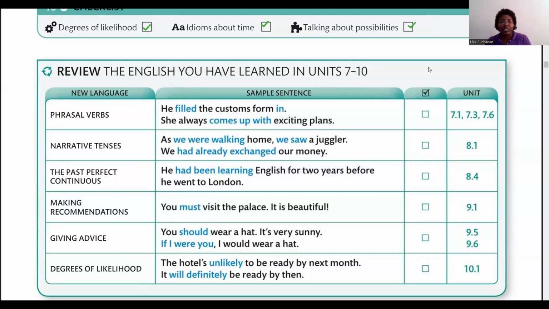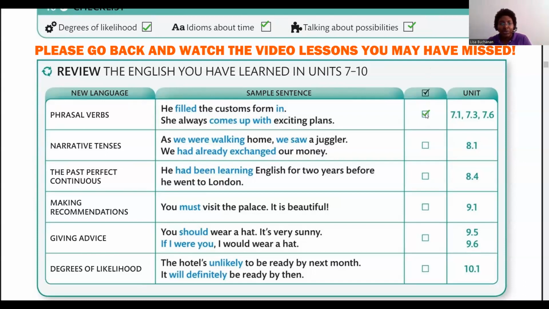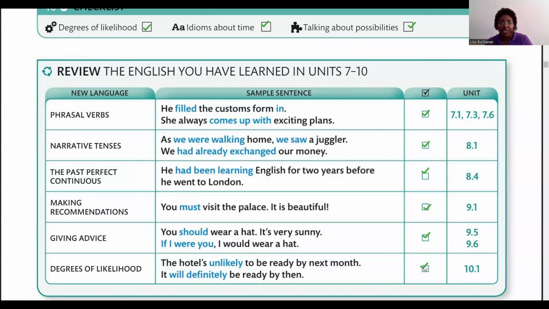So we have looked at phrasal verbs. We looked at the idea of what a phrasal verb is, and we have two examples there for you. We talked about narrative tenses, the past perfect continuous tense, how to make recommendations, how to properly give advice, and today's video on degrees of likelihood. So we've covered a few essential key language points in the English language. So you're welcome to go back and view those videos. Let's see what's coming up for the next video.